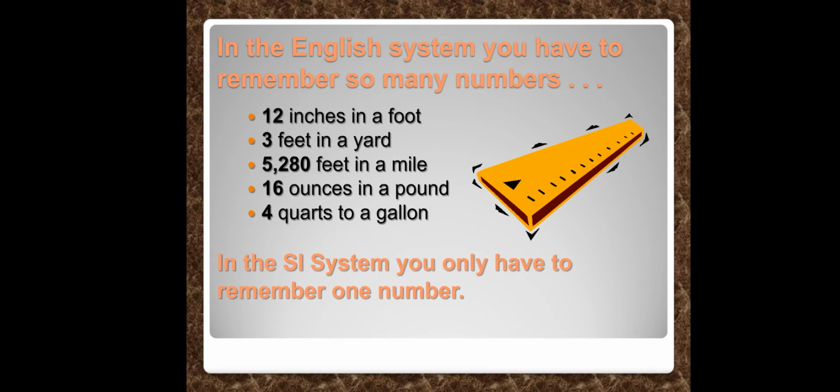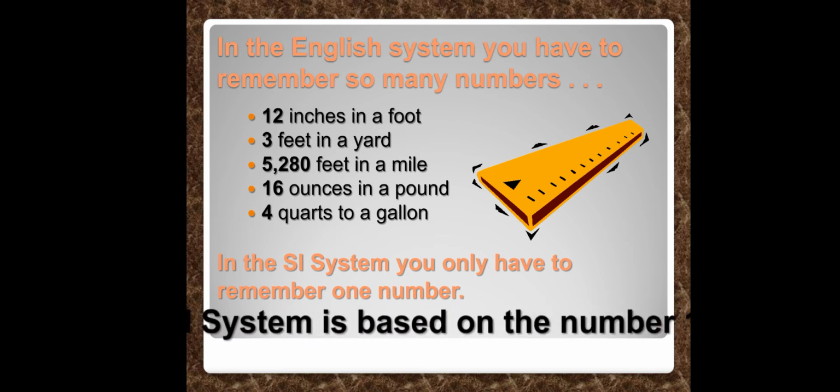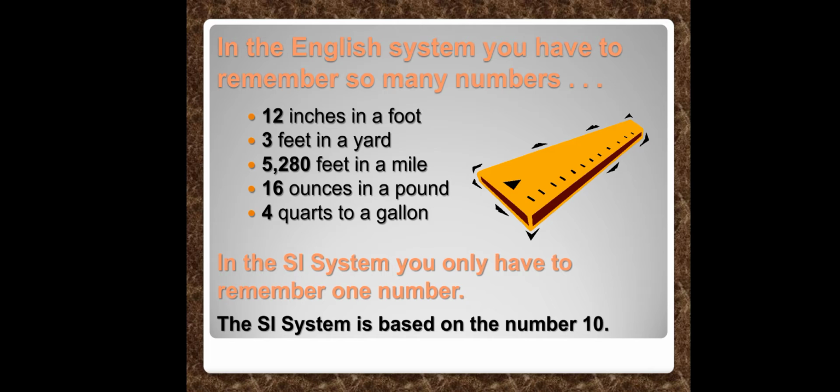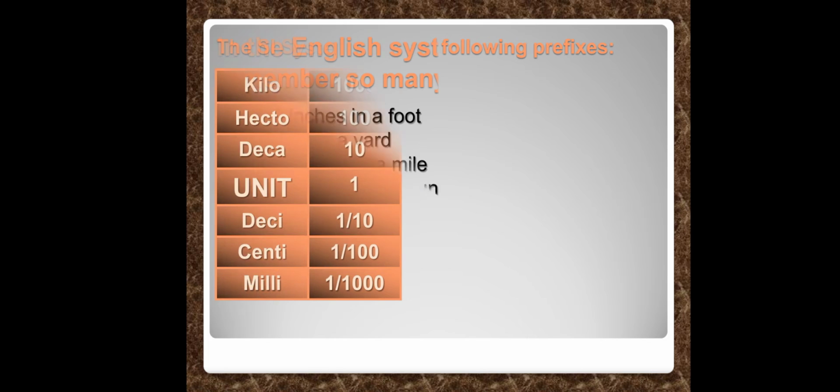In the SI system, you only have to remember one number. The SI system is based on the number 10. The SI system uses the following prefixes: kilo 1000, hecto 100, deca 10, unit 1, deci 1 by 10, centi 1 by 100, milli 1 by 1000.